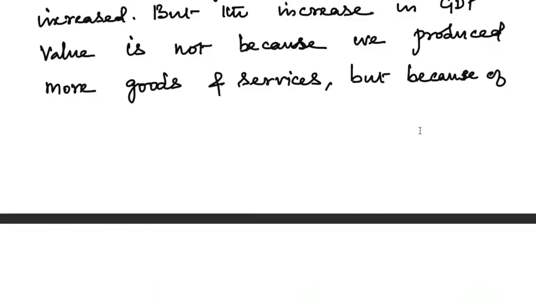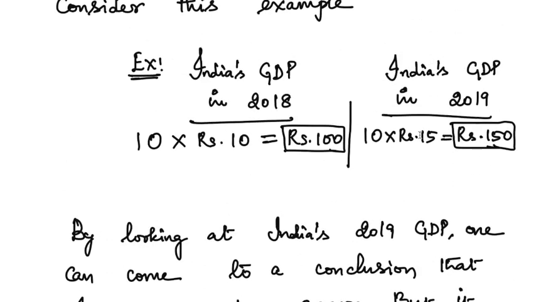Okay, so now to understand how India's GDP has actually increased, you have to eliminate this price effect, which is the increase due to inflation. This can be done simply by calculating 2019's GDP using 2018 prices. So 10 multiplied by 10 instead of 15, you get 100.